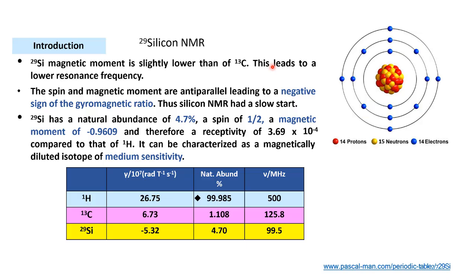Another atom of great importance is silicon, 29Si. 29Si has a magnetic moment which is slightly lower than that of carbon-13, which leads to a lower resonance frequency. The gyromagnetic ratio of silicon is also very small, minus 5.32, and the abundance is also very low, 4.7%. It has a spin of half and a magnetic moment of minus 0.96, and therefore it has a medium sensitivity.